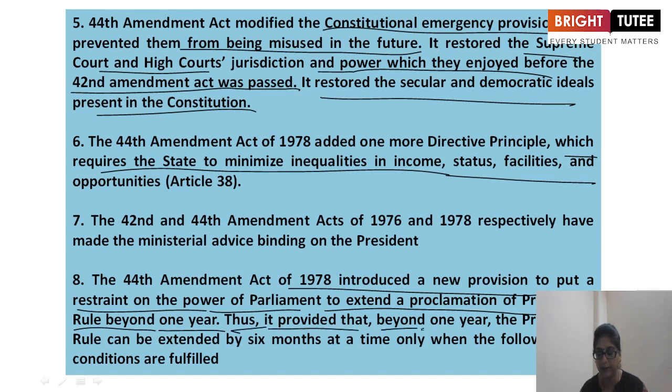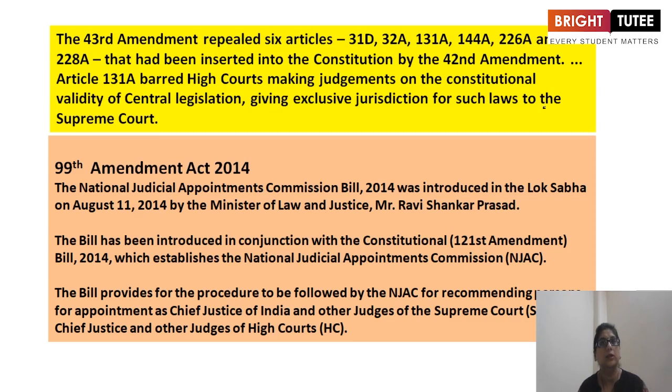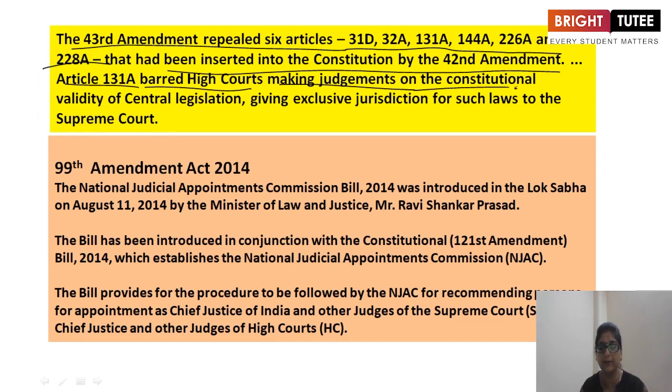Thus, it provided that beyond 1 year, the President's Rule can be extended by 6 months at a time only when the following conditions are fulfilled. The 43rd Amendment repealed 6 articles, 31D, 32A, 131A, 144A, 226 and 228A, that had been inserted in the Constitution by the 42nd Amendment. Article 131A barred high courts from making judgments on the constitutional validity of central legislation, and gave exclusive jurisdiction for such laws to the Supreme Court.